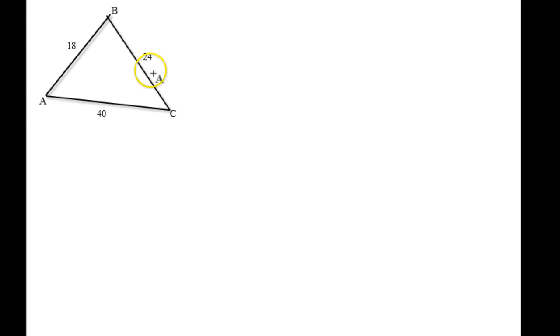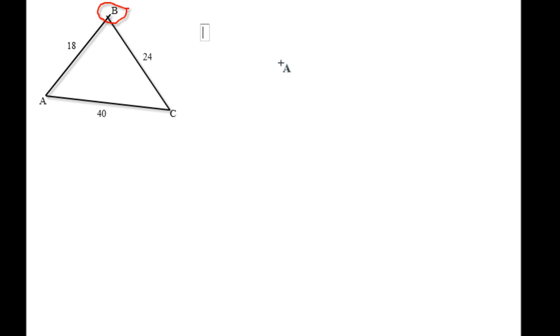Okay, now this one is where you're given all three sides and you need to find a missing angle. Now, my recommendation, and this always works, is find the biggest angle first. Now, using the triangle inequality theorem, the angle opposite the biggest side is going to be the biggest angle. So I'm going to find angle B first.